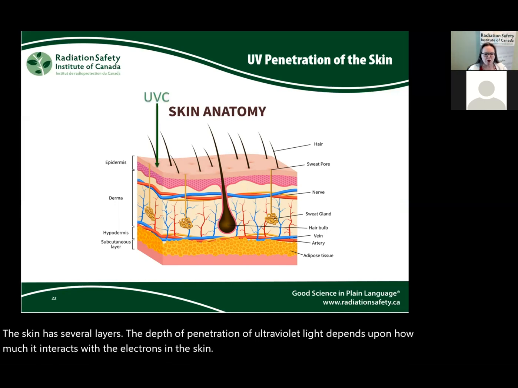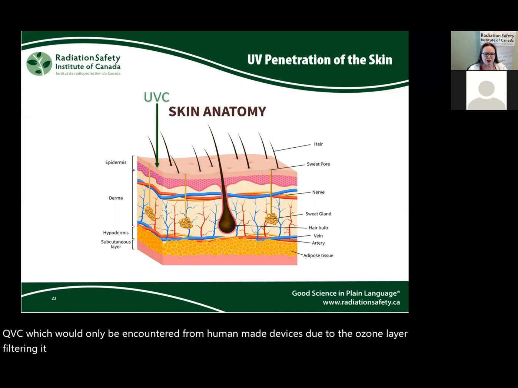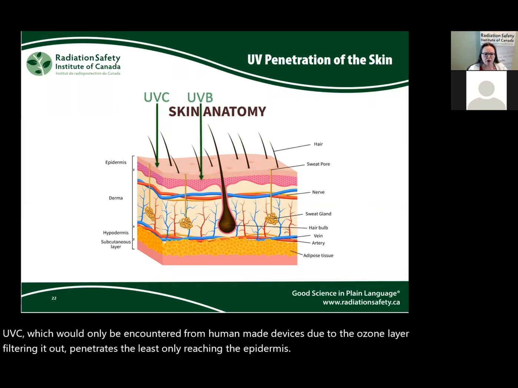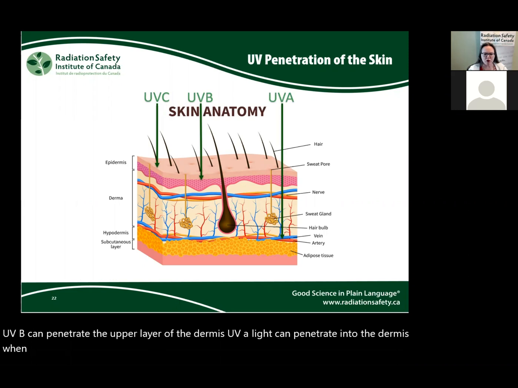UVC, which would only be encountered from human-made devices due to the ozone layer filtering it out, penetrates the least, only reaching the epidermis. UVB can penetrate the upper layer of the dermis. UVA light can penetrate well into the dermis. When the skin is reddened from exposure to UV light, it is a sign that it has penetrated the epidermis and is damaging the tissues below.